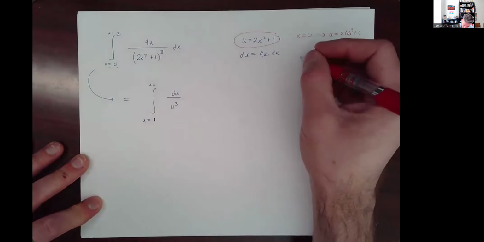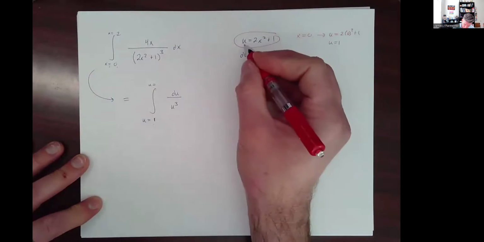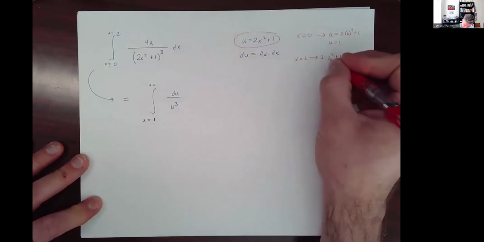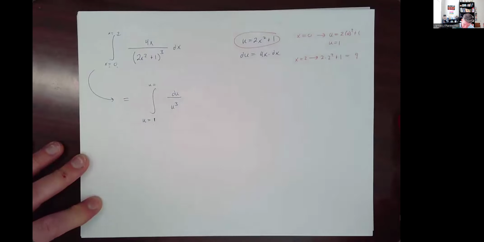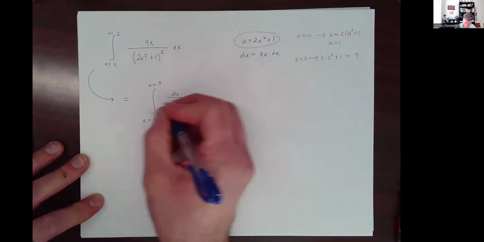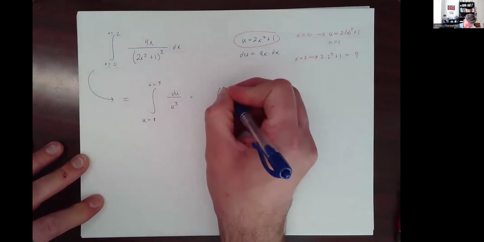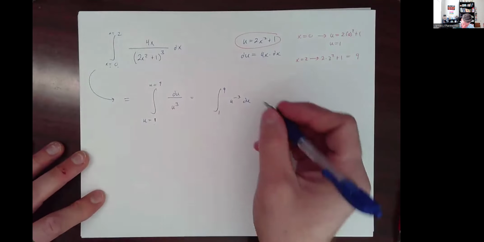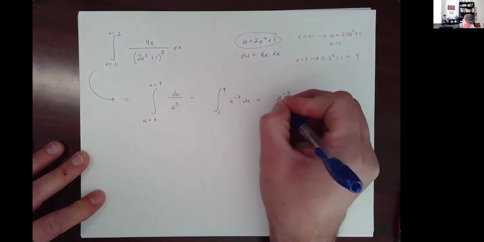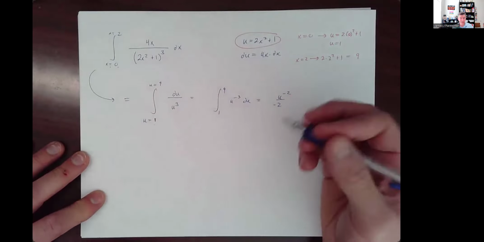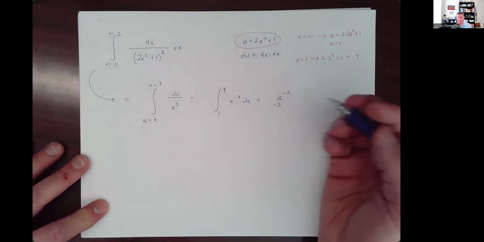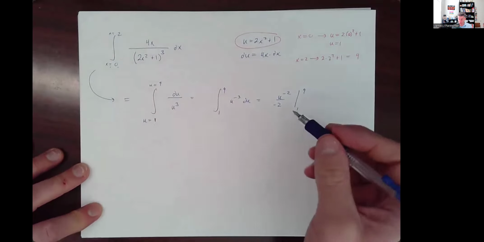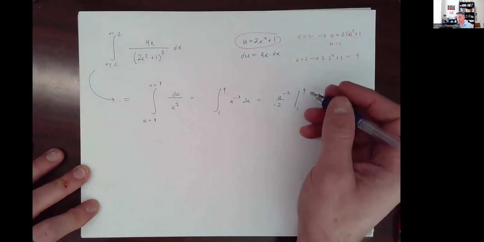Similarly, if x equals 2, then I get u equal to 2 times 2 squared plus 1, which is 4 times 2, 8, plus 1 is 9. So I would probably rewrite this integral as the integral from 1 to 9 of u to the negative third du. Then I'm going to actually do the integration. We get u to the negative 2 divided by negative 2. We don't need a plus c; if you had a plus c, it would just cancel out because you subtract them. From 1 to 9. I always say from the bottom to the top. That's the correct way to read this.